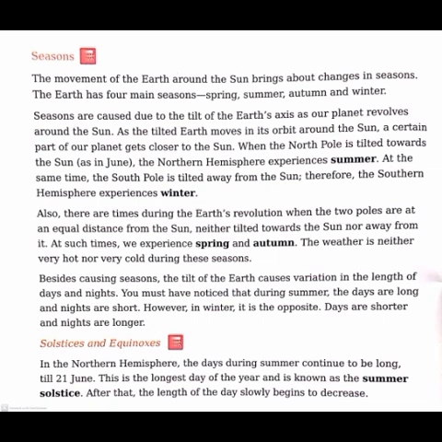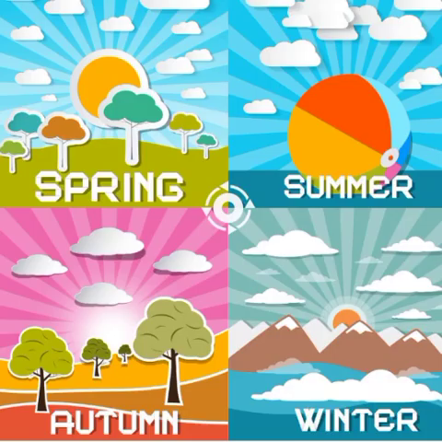Now, due to the rotation, day and night occur. Likewise, due to the revolution, the change of seasons occurs. The movement of the earth around the sun brings about changes in season. We have four main seasons: spring, summer, autumn, and winter.